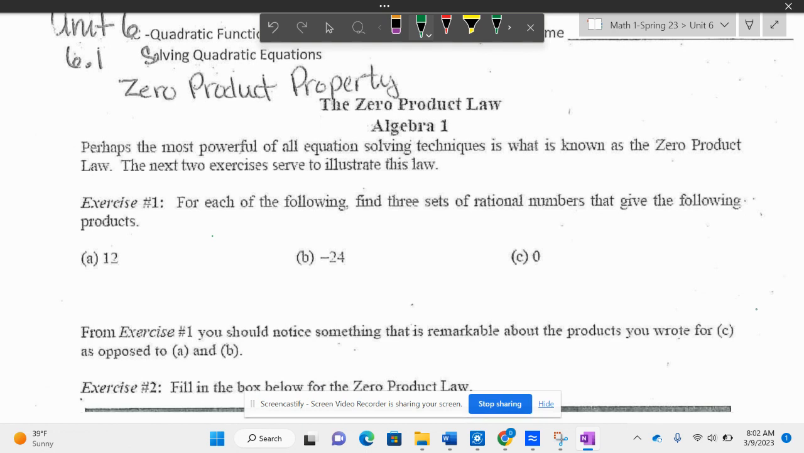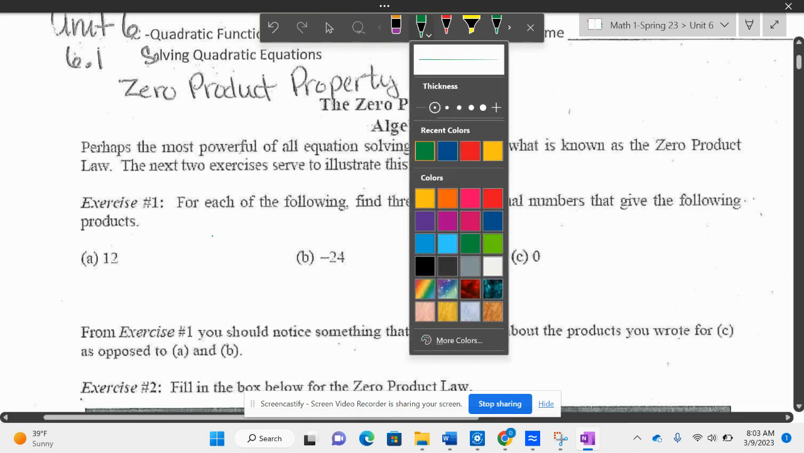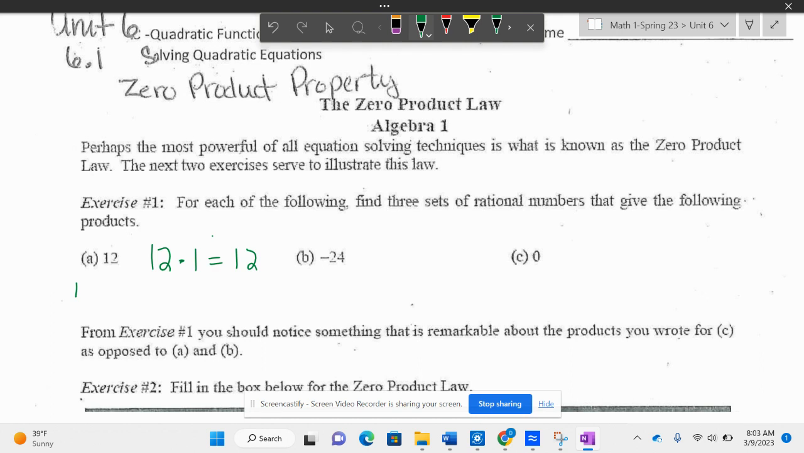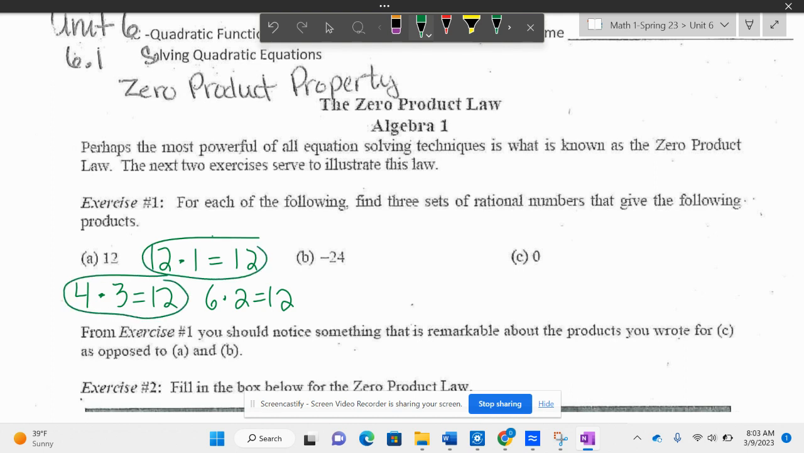And our pen is officially dead. I'd bring one in from home.